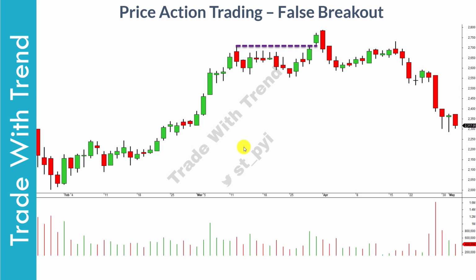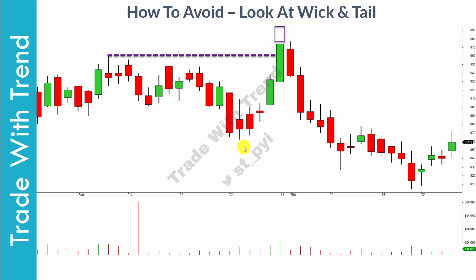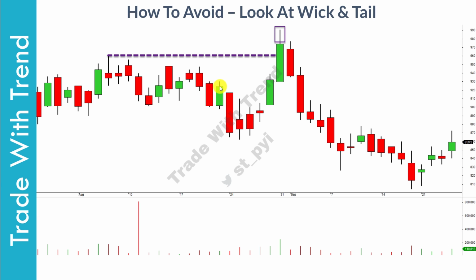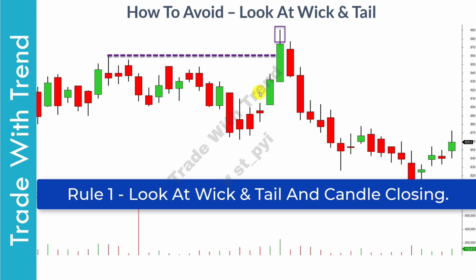So I'll give out 3 rules here that you can incorporate in your own trading plan, and this will help you minimize the impact of false trades in your own trading strategy. The first rule to avoid a false breakout is to always look at the breakout candle. Within this, you need to look at wick and tail and the overall strength of the candle. First I'll cover wick and tail within a candle.